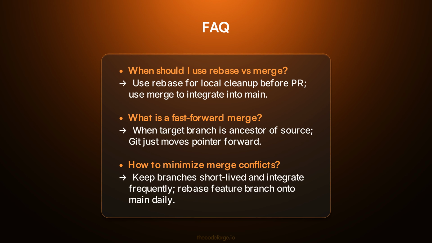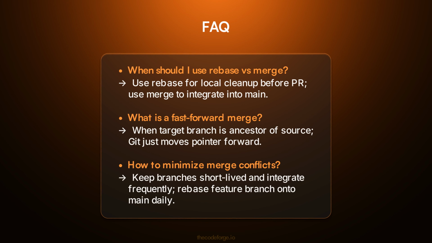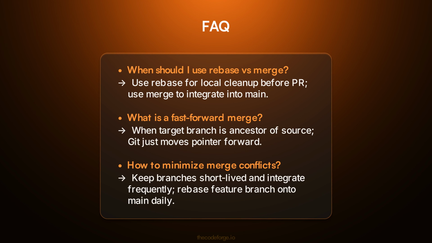And a few frequently asked questions. When should I use rebase versus merge? Use rebase for local cleanup before PR. Use merge to integrate into main. What is a fast forward merge? When target branch is ancestor of source, Git just moves pointer forward. How to minimize merge conflicts? Keep branches short-lived and integrate frequently. Rebase feature branch onto main daily.